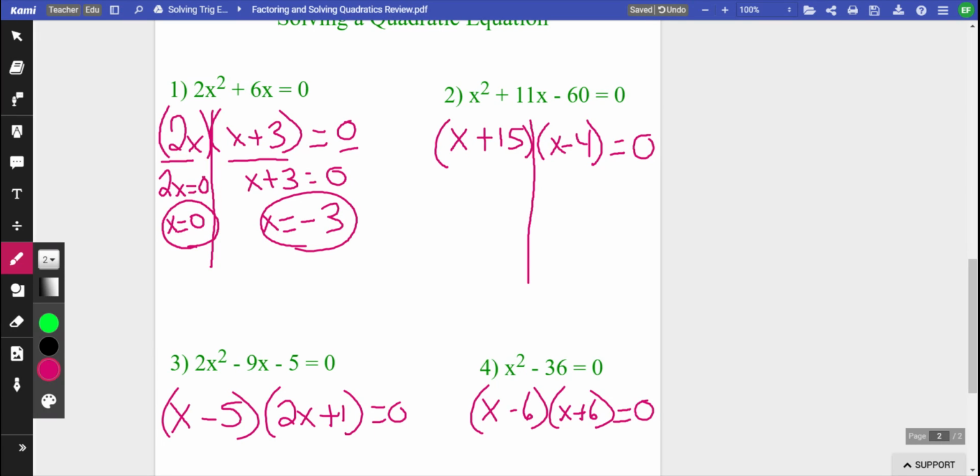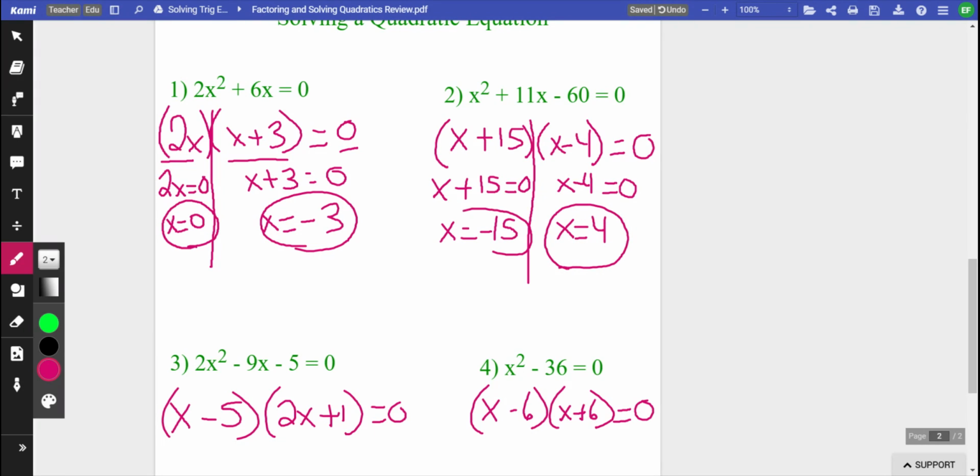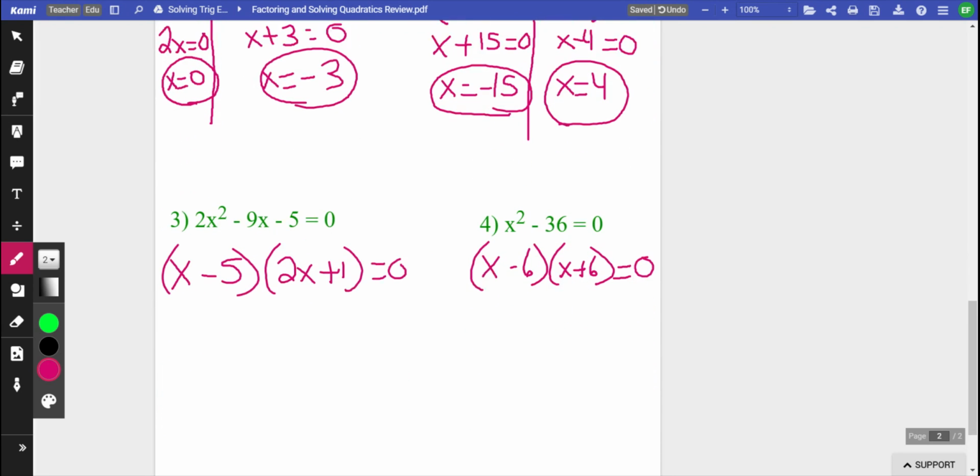So again, step number 1 was to factor. Step number 2, your zero product property. Set each factor equal to 0. And then solve. So x equals negative 15 and x can equal 4. Again, two solutions to that quadratic.